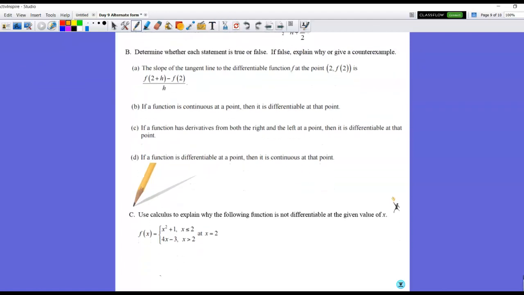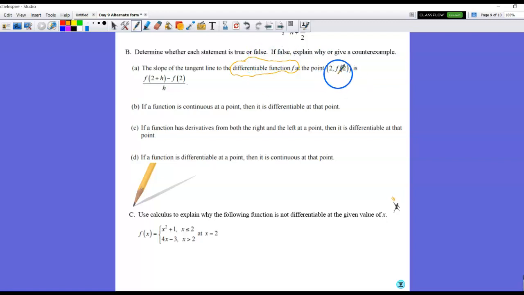In part B, we're determining whether the statements are true or false, and if the statement is false, we're going to explain why or give a counterexample. In letter A, it says, the slope of the tangent line, so the derivative, of the differentiable function. So they're telling me that this mysterious function has a derivative everywhere. So that's the point of telling me that I have a differentiable function. So the derivative does exist.